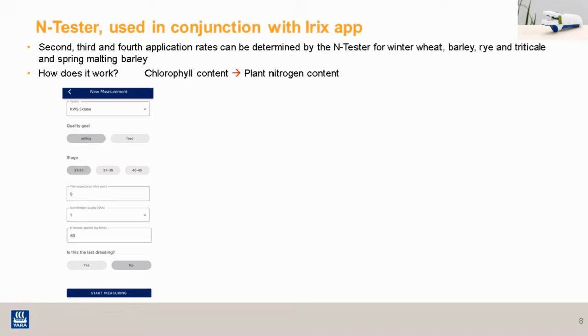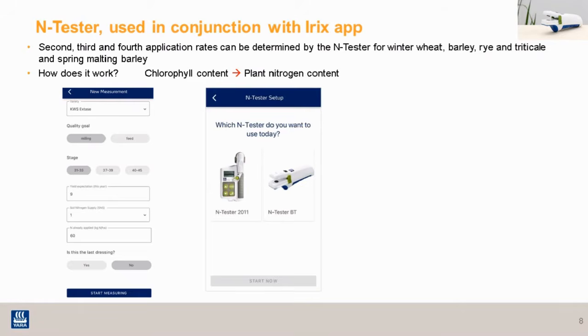So within the IRIX app again, the functionality of the N-Tester is within there. So again, you'll be putting some various parameters in, such as the variety, whether it's milling or feed, and then the growth stage. So you can see there's the second, third, and potentially fourth protein dressing growth stages in there. So once you've put all your parameters in, it will then ask you which N-Tester you want.